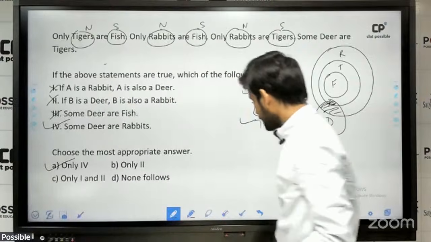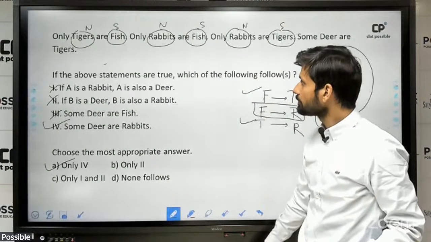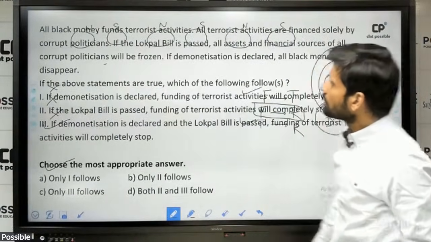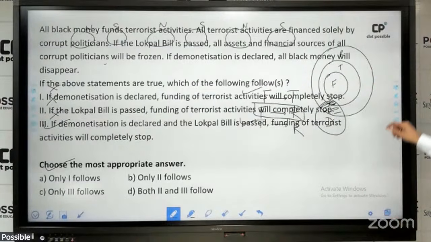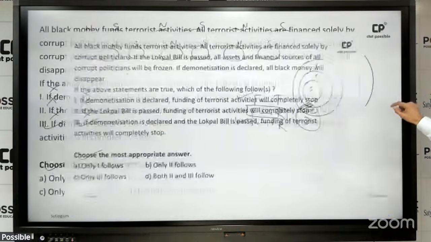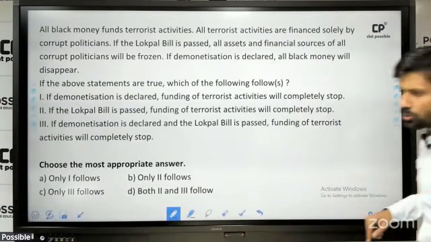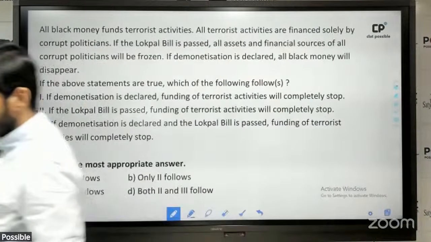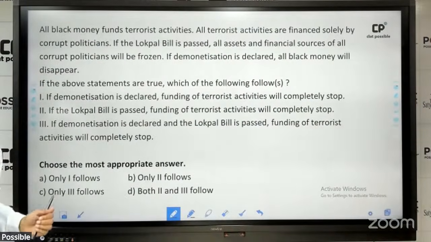Okay, let's do another. Let's do this one. Again, AILET, I think 2024 paper.